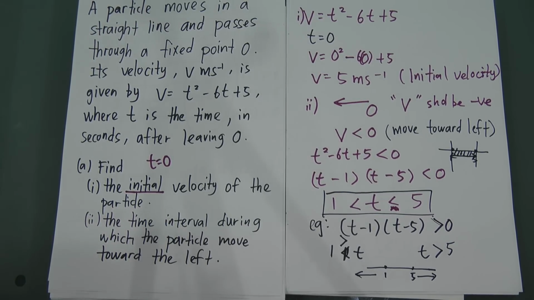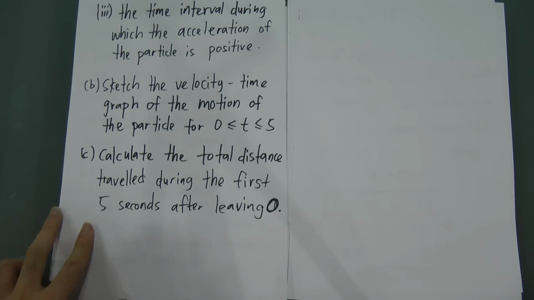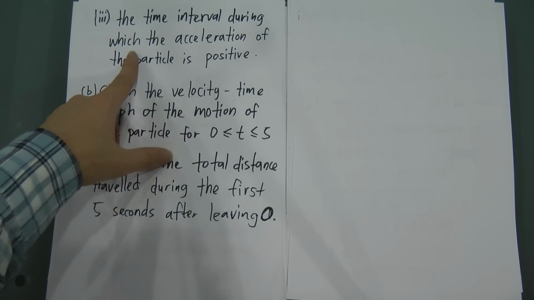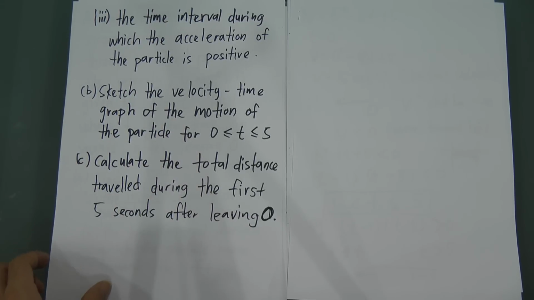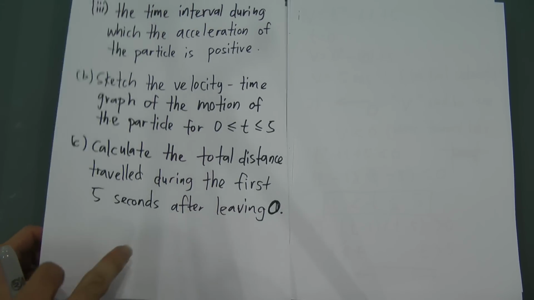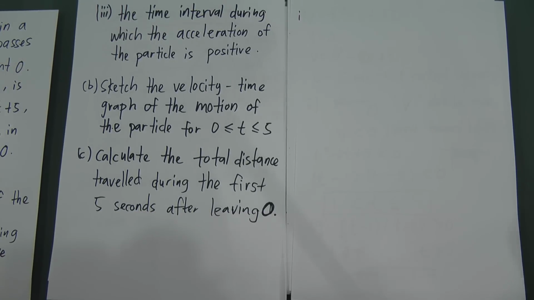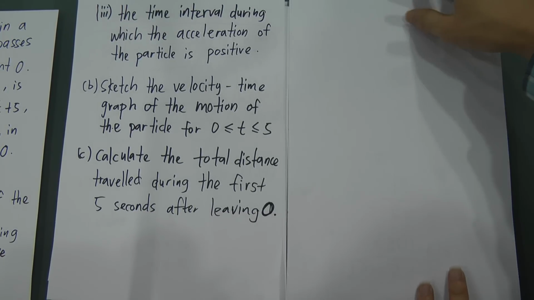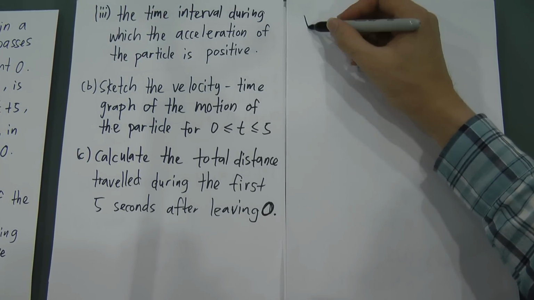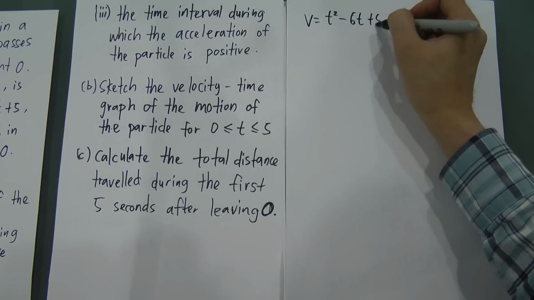What does he say here? He says, find the time interval during which the acceleration of the particle is positive. When you see acceleration, it means you actually need to do A. So I write one more time the equation for V. V will be t squared minus 6t plus 5.